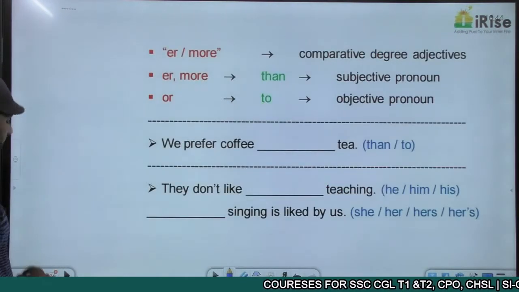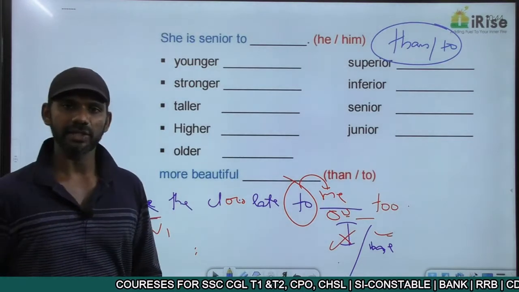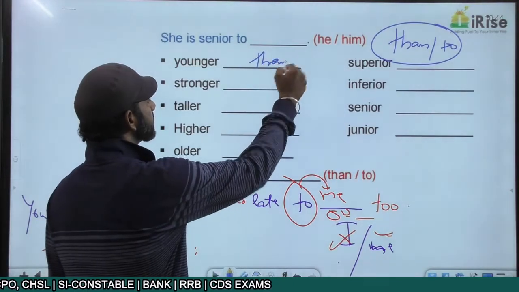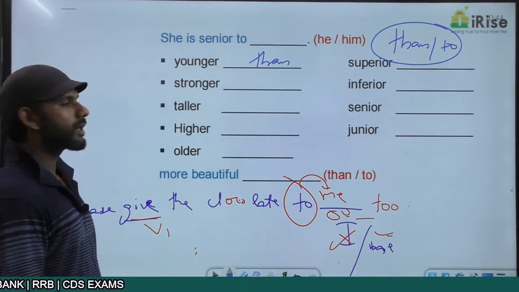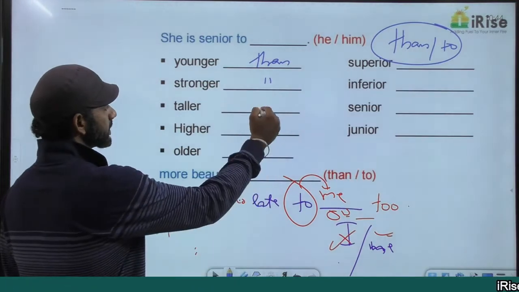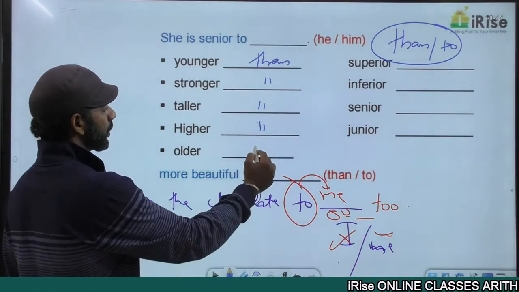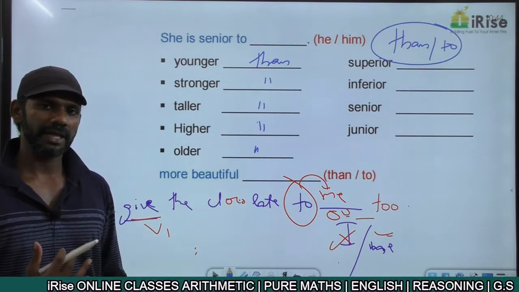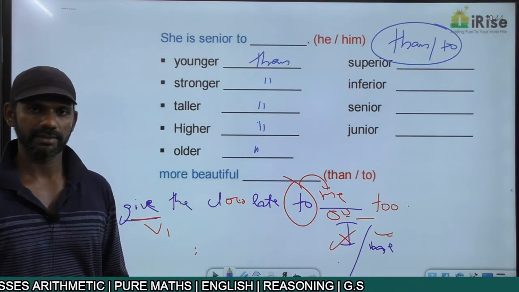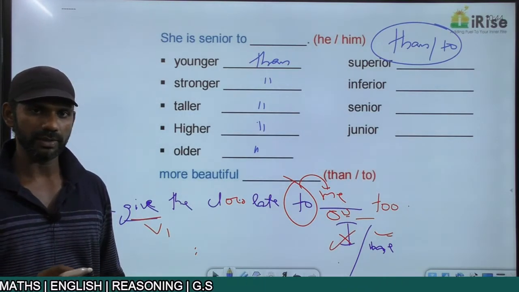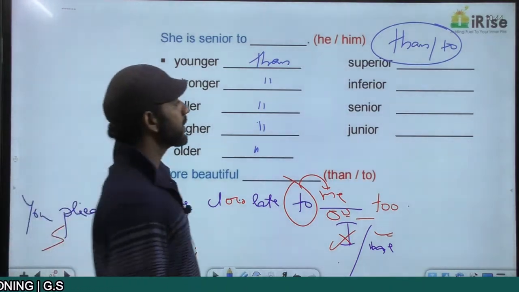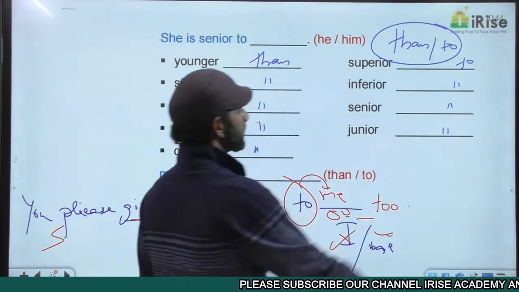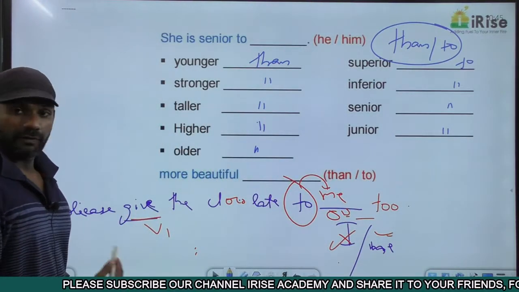Now, come to this. Younger dash. Younger to is a wrong usage. It's always younger than. I'll tell you why. Stronger than, taller than, higher than, older than. Now, elder in fact cannot be followed by than or to. He is my elder brother is okay. She is my elder sister is okay. It's older than. Older to is a wrong usage. I'll tell you this: superior to, junior to, senior to, inferior to.